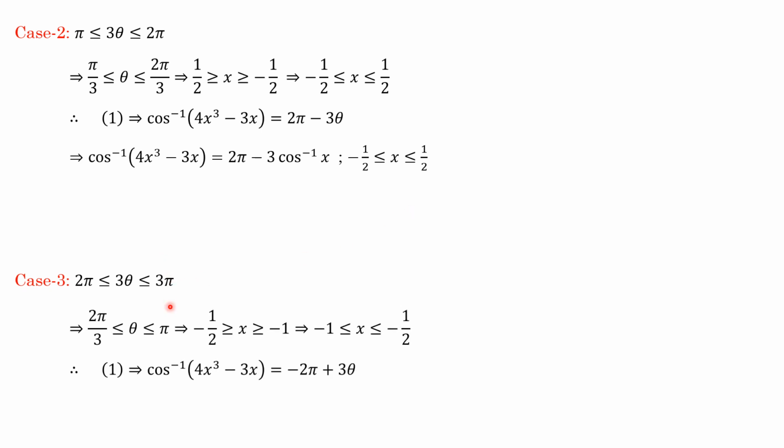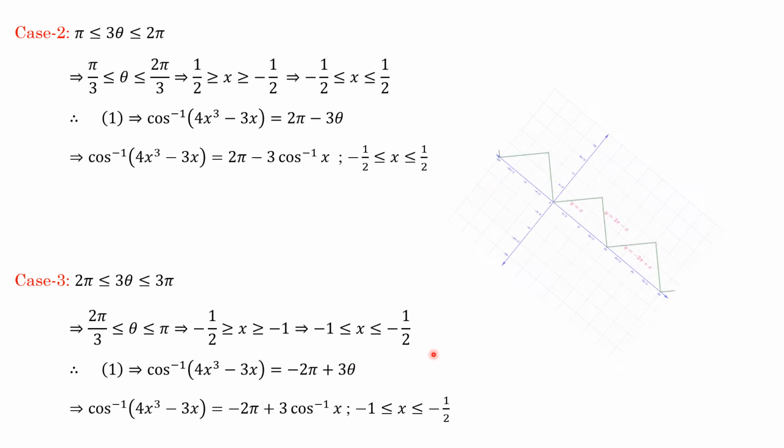Now 2 pi up to 3 pi. Again, you see what is the branch of theta. It is 2 pi by 3 up to pi. Then theta is equal to cos inverse x, and cos is applied on both sides, and it is a decreasing function. Therefore cos of 2 pi by 3, which I just obtained, is minus half. Here x will remain, and cos pi is equal to minus 1, and you write this part in the reverse process, in increasing order: minus 1 up to minus half.